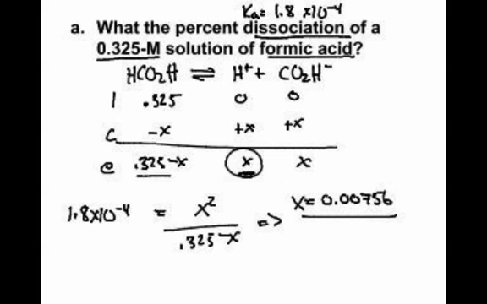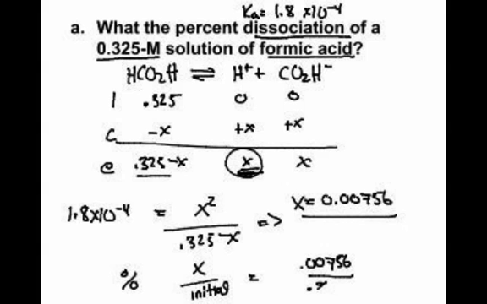But if you think about that, the amount that broke up was x. So to do the percent dissociation, you're going to take x divided by your initial amount, which of course will be 0.00756 divided by 0.325 times 100, of course, for percentage. And you get what percentage dissociation? 2.33. So this number is 2.33.